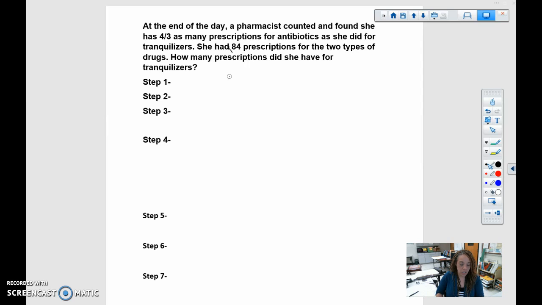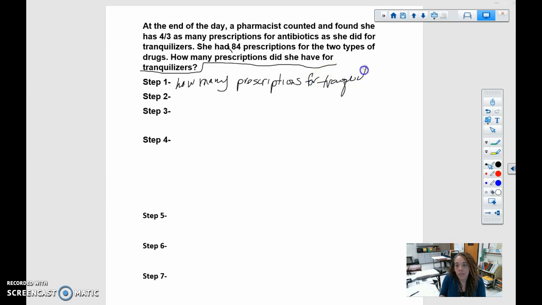So that's the question. So step 1 is, what are we trying to find? What is the actual question they're asking us to solve? Well, they want us to find out how many prescriptions she had for tranquilizers. All right, welcome to my poor handwriting.